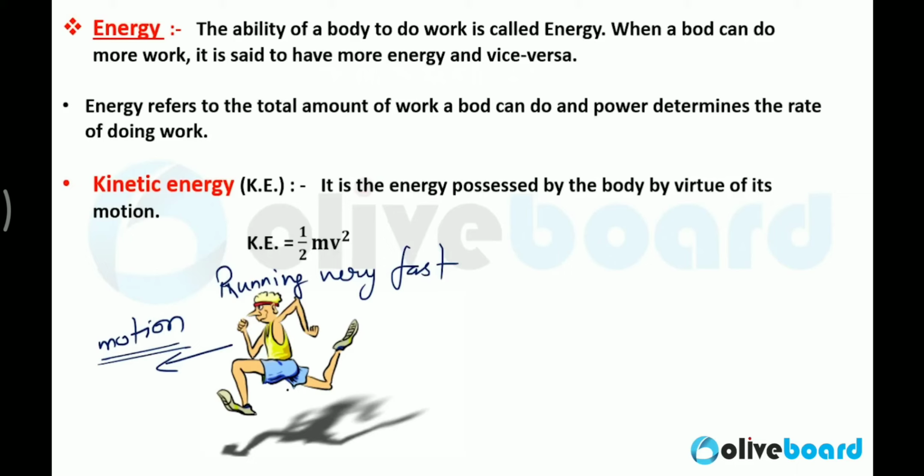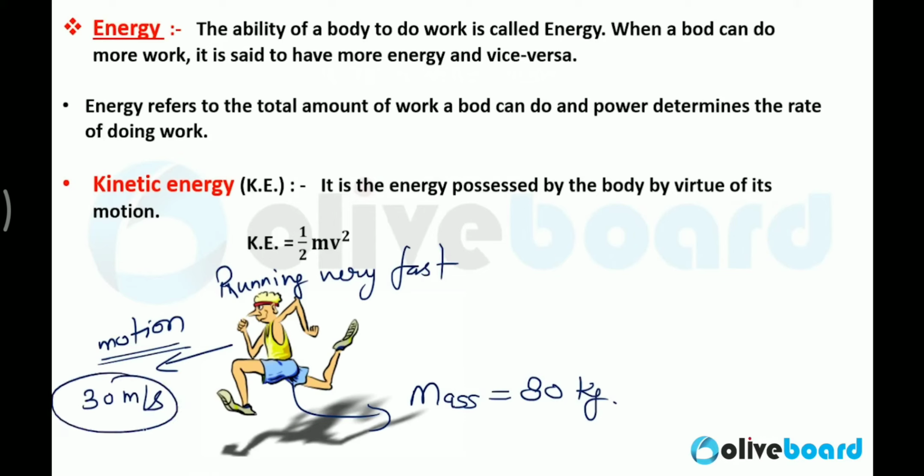Let's say the mass of this man is 80 kilogram, and he is moving with 30 meter per second velocity. He is running very fast. So this moving man will possess some amount of energy in his body, and that energy is called kinetic energy. And what is the formula of kinetic energy?